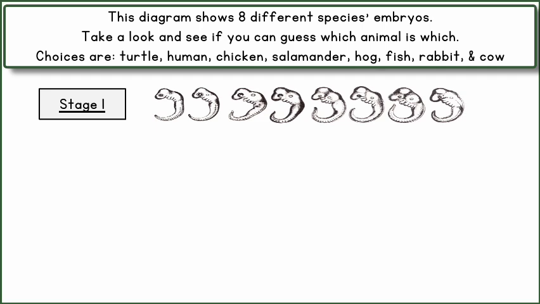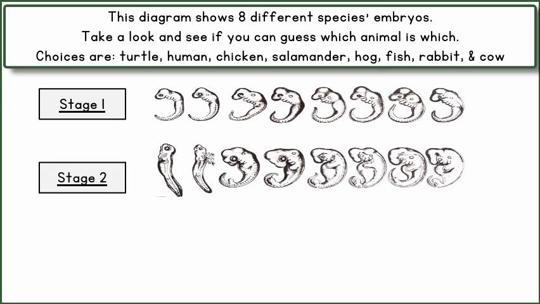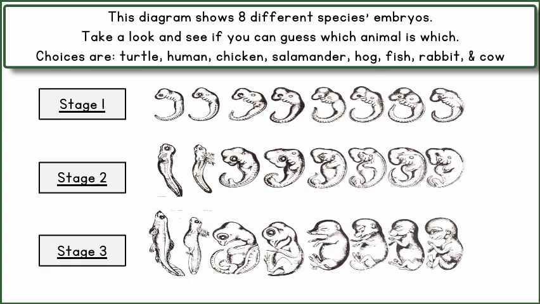So we start off with stage 1, and they all pretty much look very similar. Then we go into stage 2. We start to see some differences. And then we have stage 3. And stage 3 is where you can see some of the vast differences in the different organisms.